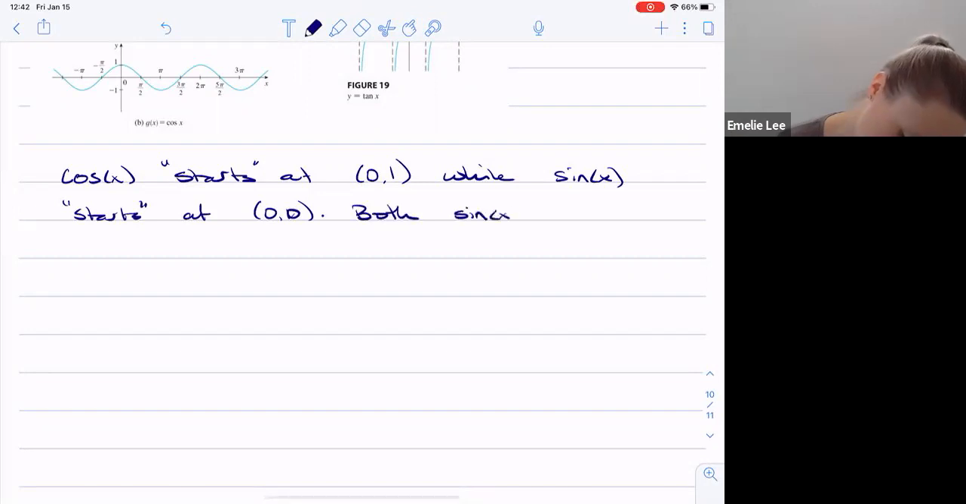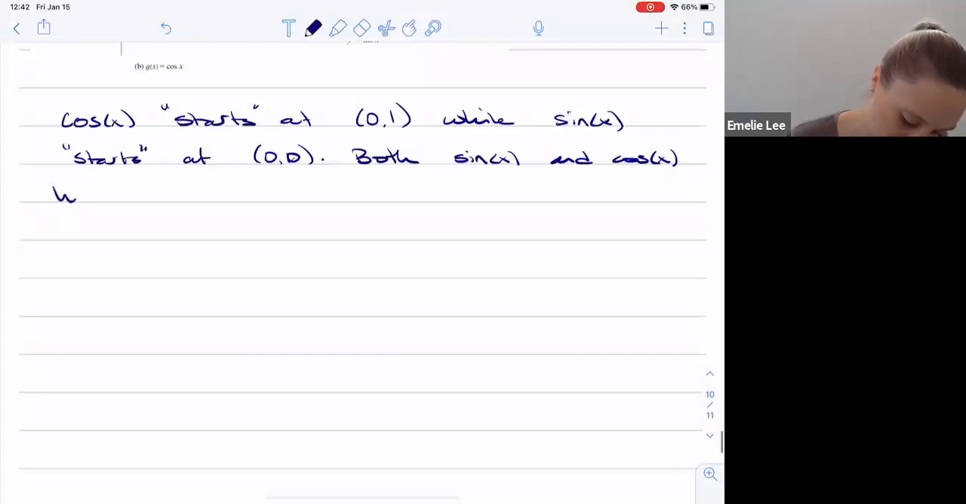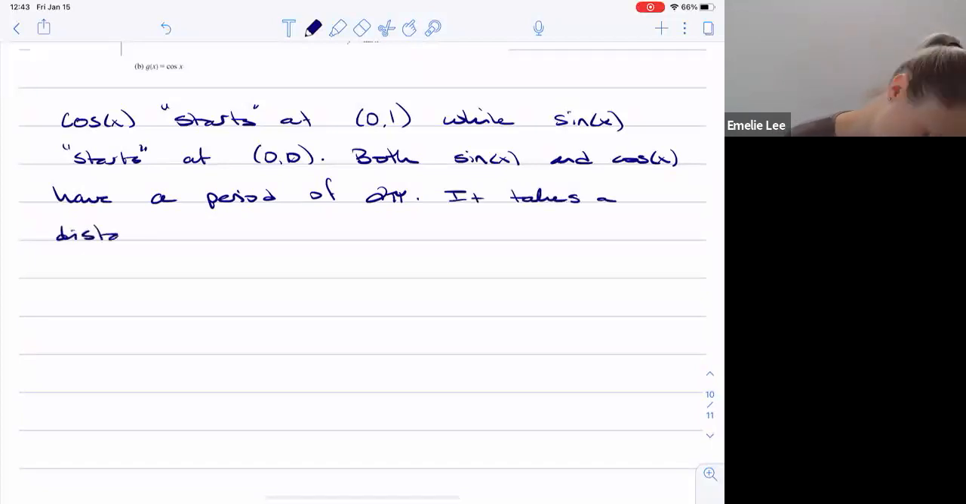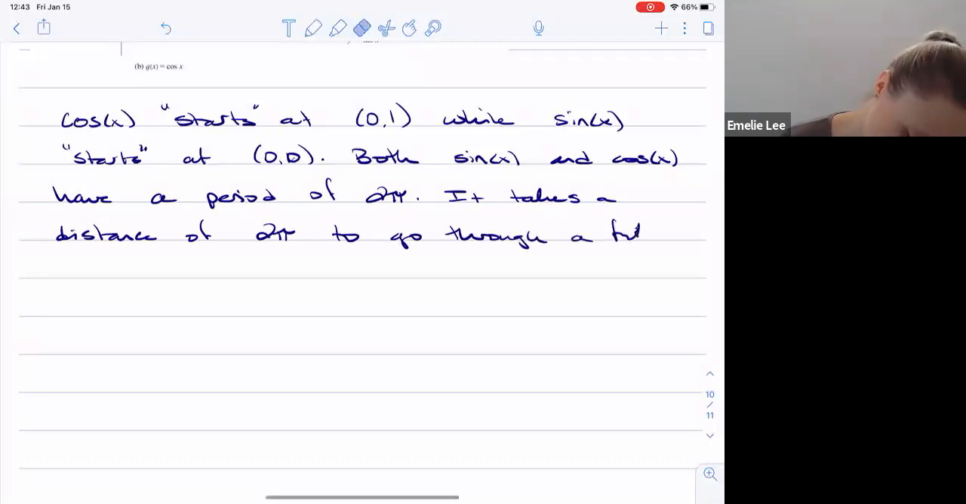Both sine of x and cos of x have a period of 2 pi. It takes a distance of 2 pi to go through a full cycle.